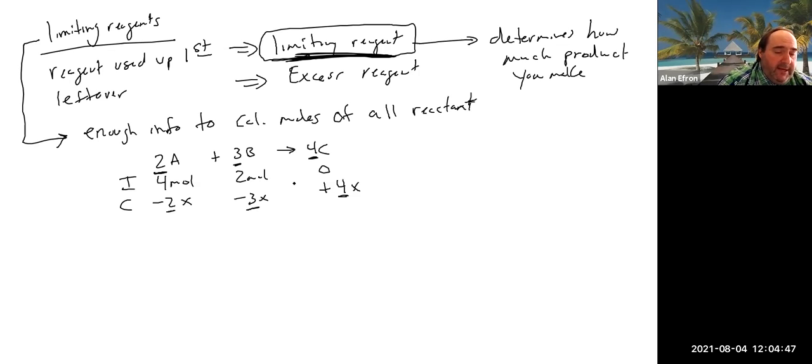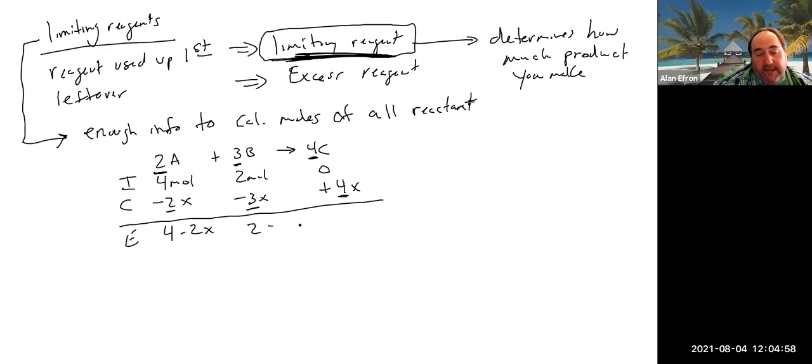You will not get the right answer. When you do the ice table approach, what you then do is basically just carry everything down, and you get 4 minus 2x, 2 minus 3x, and 4x. Now, at this point, what we need to do is figure out which one is our limiting reagent. We're going to set each of these equal to 0, the reactants only, and solve for x.